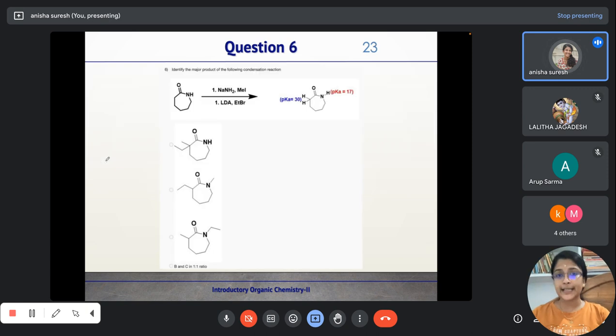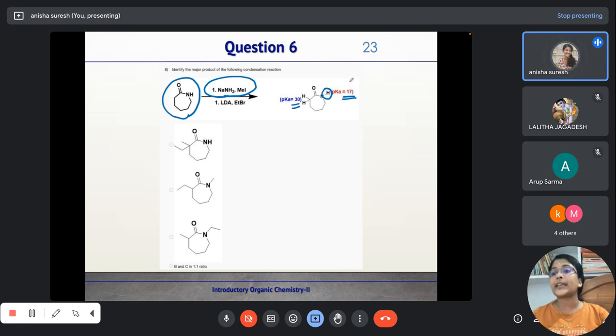Now coming to question number 6. So here a 7-membered ring is given. It is treated with NaNH2 and methyl iodide. So we are first treating it with NaNH2 and methyl iodide. And here they have given the pK of this proton of this amide is 17, and that of these two hydrogens is 30. So if pK is less, that proton will be more acidic. It will be abstracted first by the base. So when NaNH2 is treated first with this compound, this amide proton will be first abstracted, and then that will lead to methylation at this nitrogen.